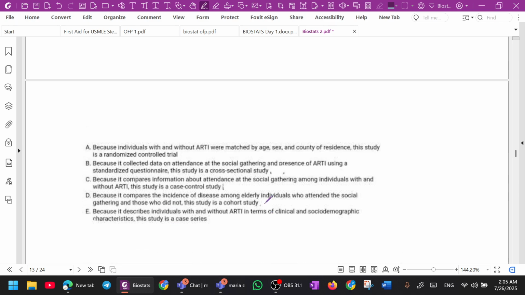Because it compares the incidence of the disease among elderly individuals who attended the social gathering and those who did not, it is a cohort study. What do you think on this one?